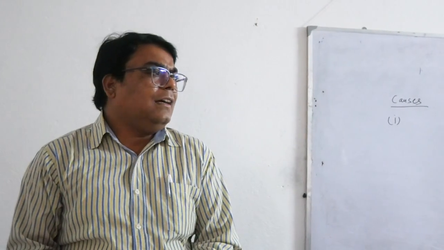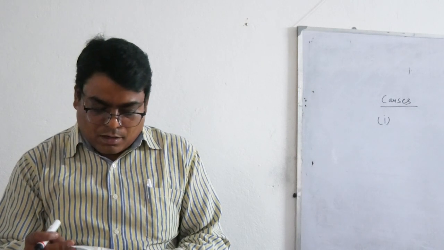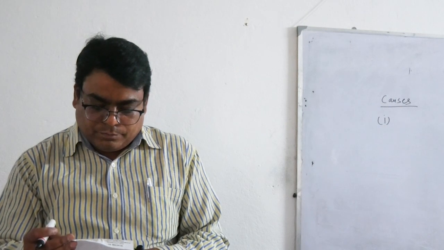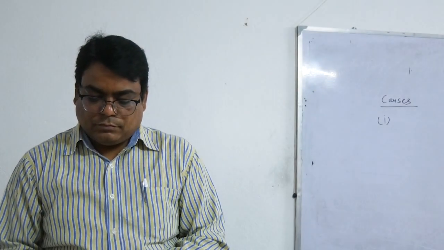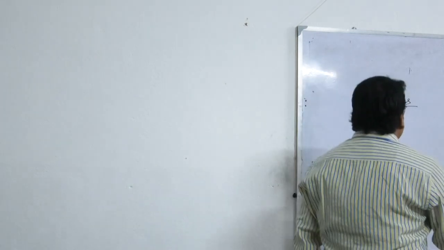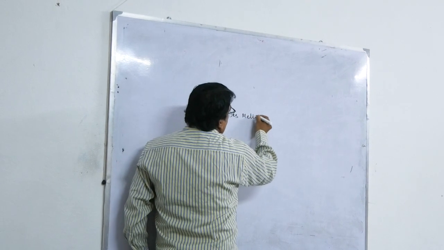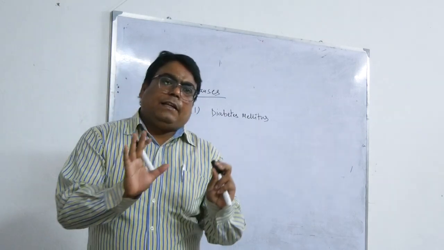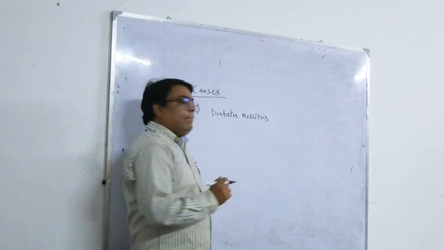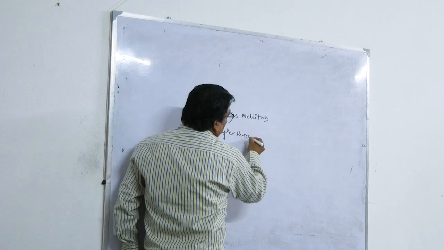Stress, obesity. Obesity, stress. You can directly confirm that if there is hyperglycemia, there will be chances of diabetes. The second one is hyperthyroidism. Hyperthyroidism.